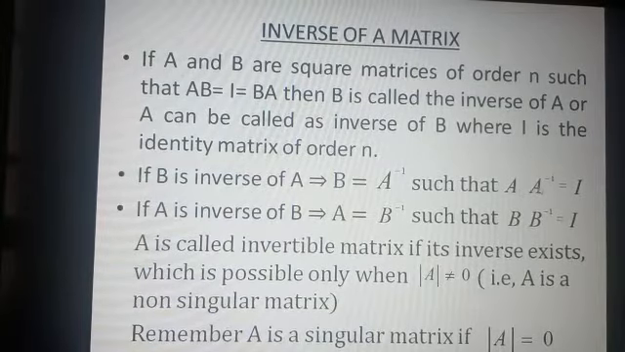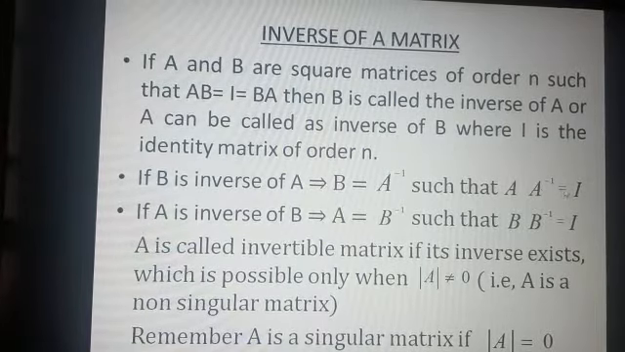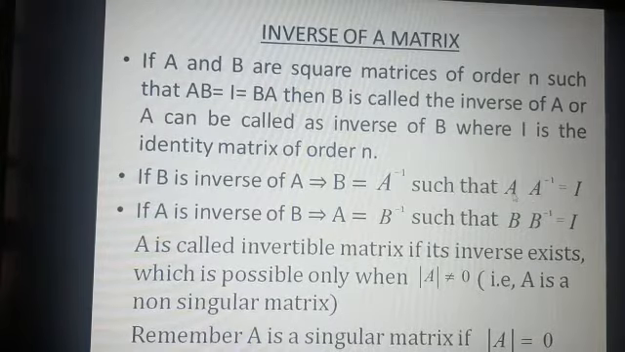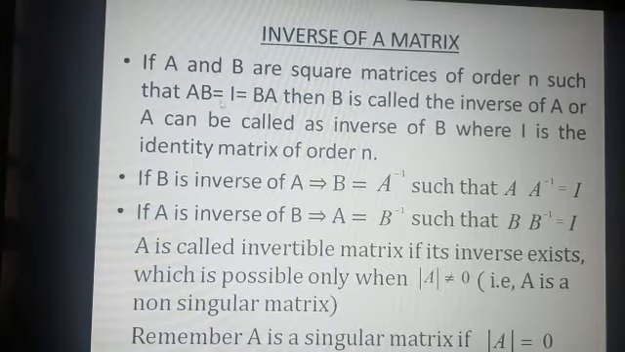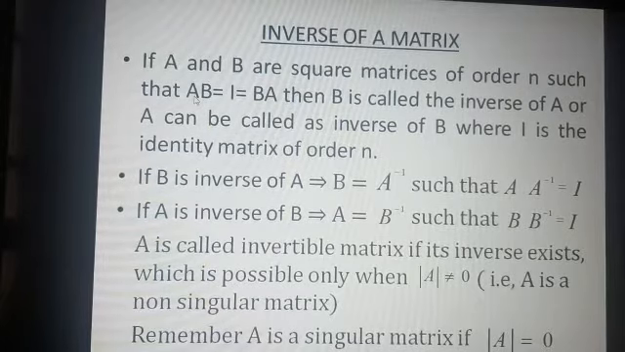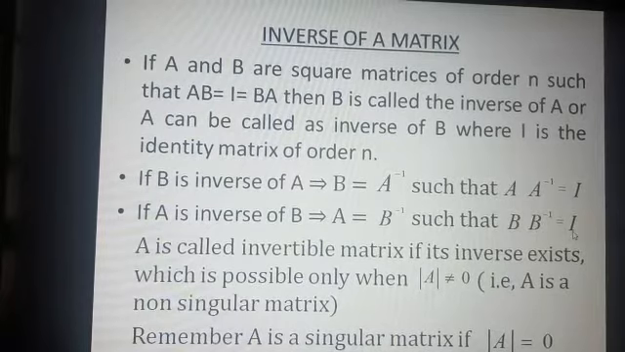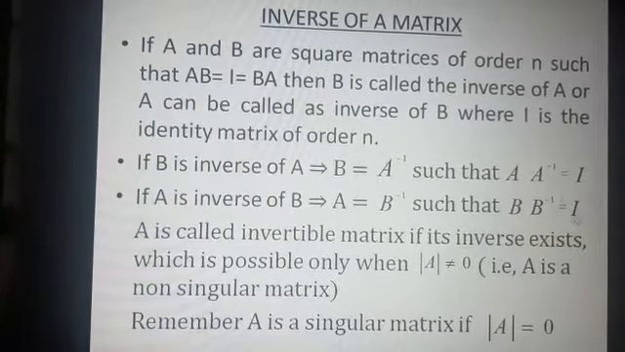In place of B, I can write A inverse, so it will become A into A inverse is equal to I, or A inverse into A is also I. You can write both ways. Similarly, if the product of A and B is I, then A can also be called the inverse of B. That is, A can be written as B inverse. So it will become B into B inverse is equal to I, or B inverse into B is equal to I.